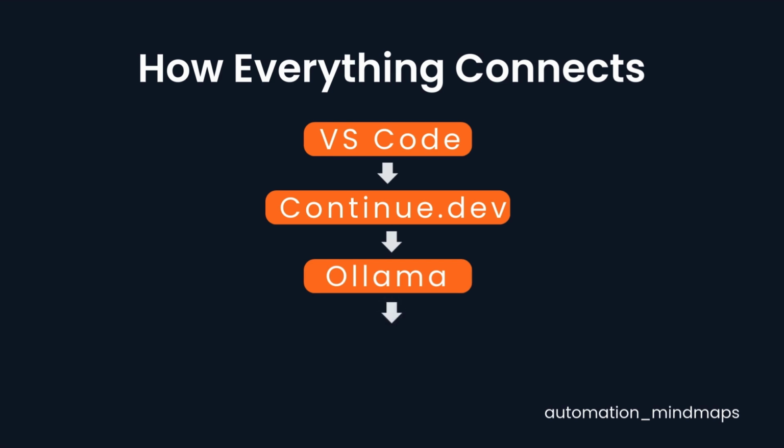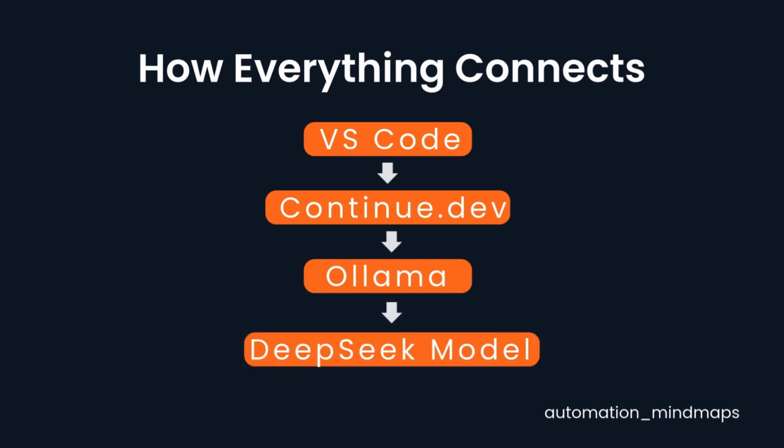Here is how everything connects together. Inside VS Code, we install the Continue.dev extension. Continue.dev communicates with Ollama, which is running locally. And Ollama runs the DeepSeek model on your machine. So whenever you ask the AI assistant something, the response is generated locally without sending your code anywhere. Let me quickly show you a live demo of how this works in practice.